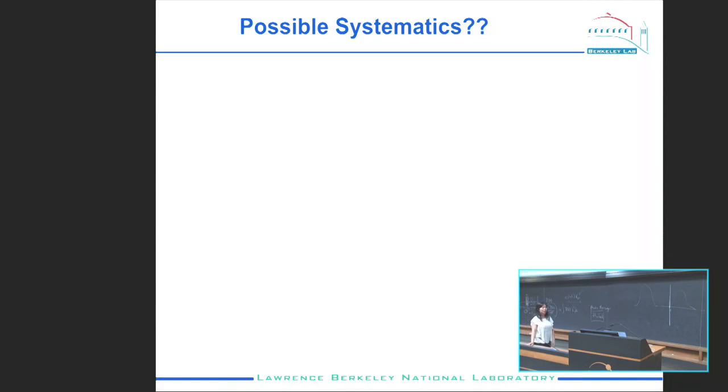Yep, that's actually very important. You need to make sure you don't get the Lyman beta contamination. That's very good. That's one possible systematic. Perfect. That's another one.